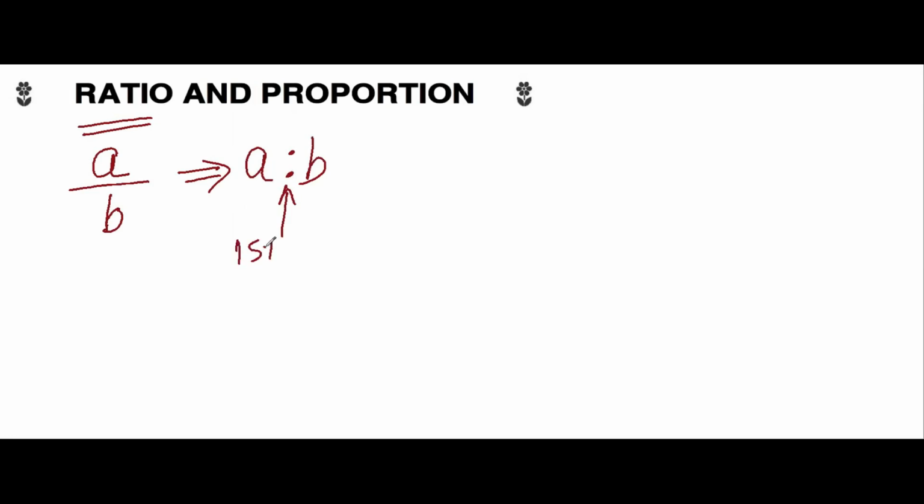Fine. So ratio and proportion. What do you mean by ratio? Ratio is a kind of comparing two quantities. So if you want to compare two quantities, we have a concept of ratio, and we write ratio as A divided by B, or we can write the same as A is to B. This is a symbol used in ratio, and it is read as "is to".